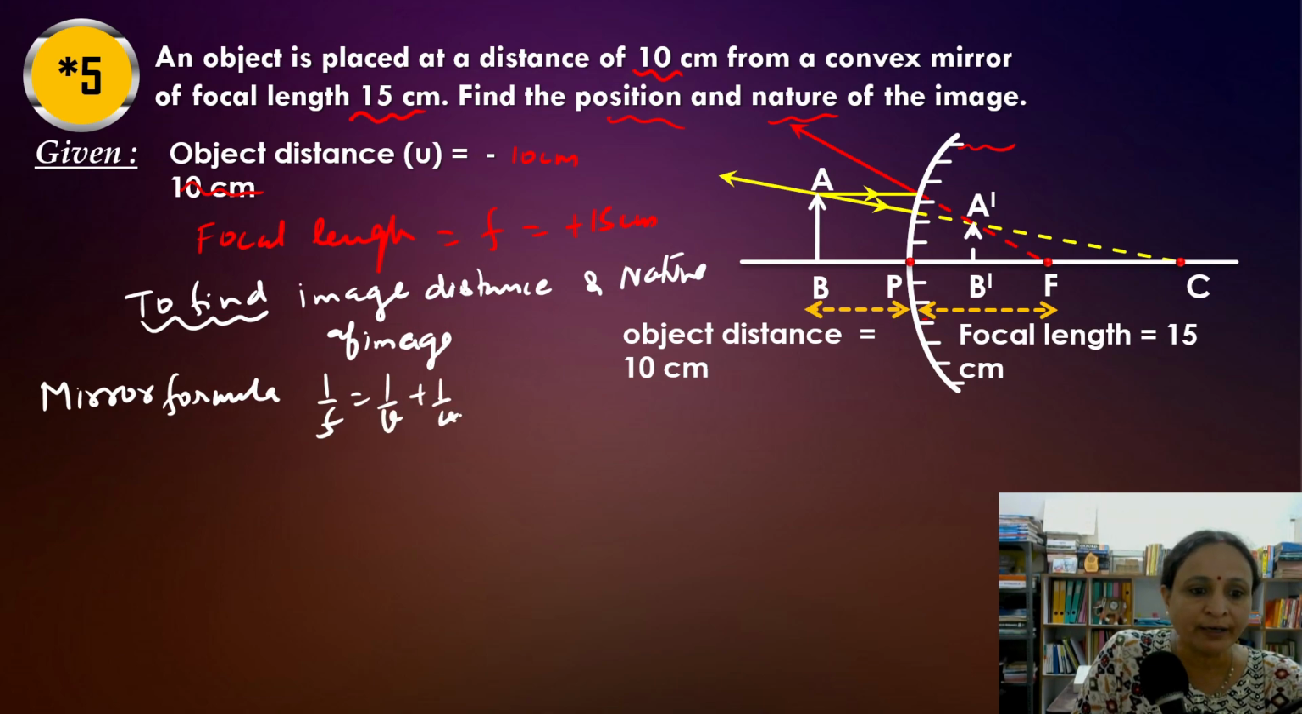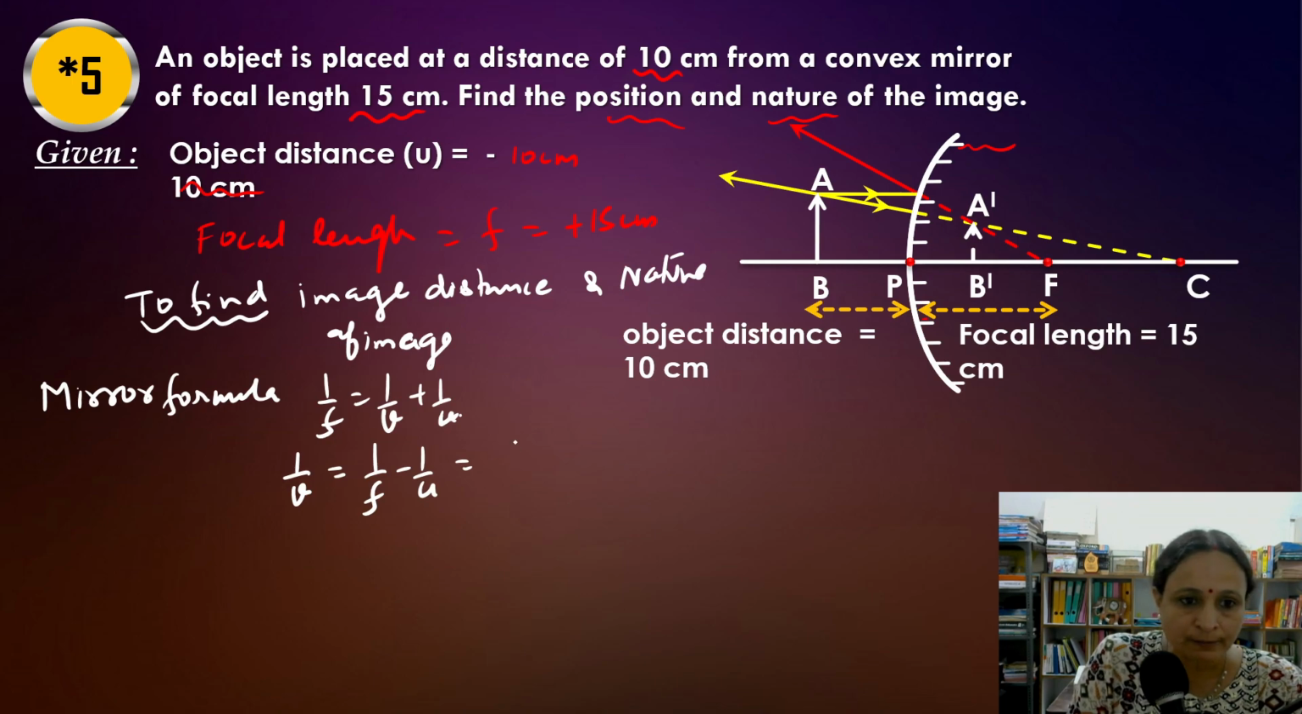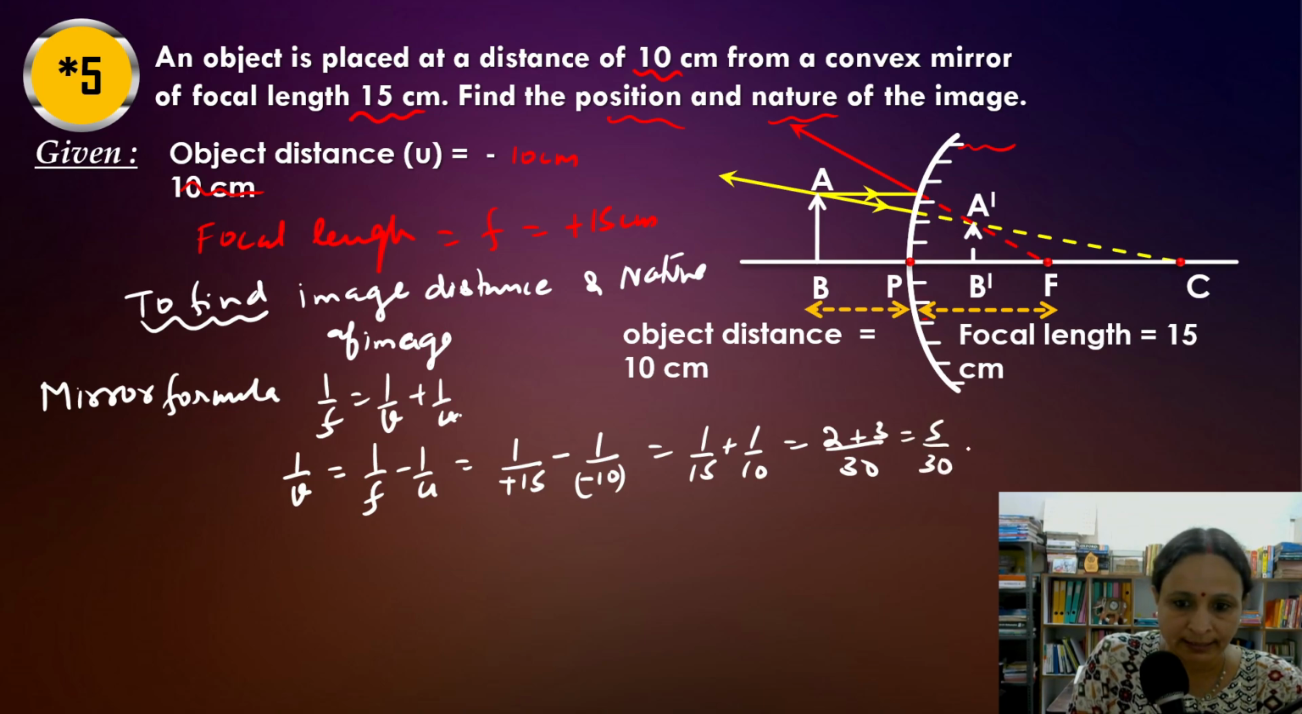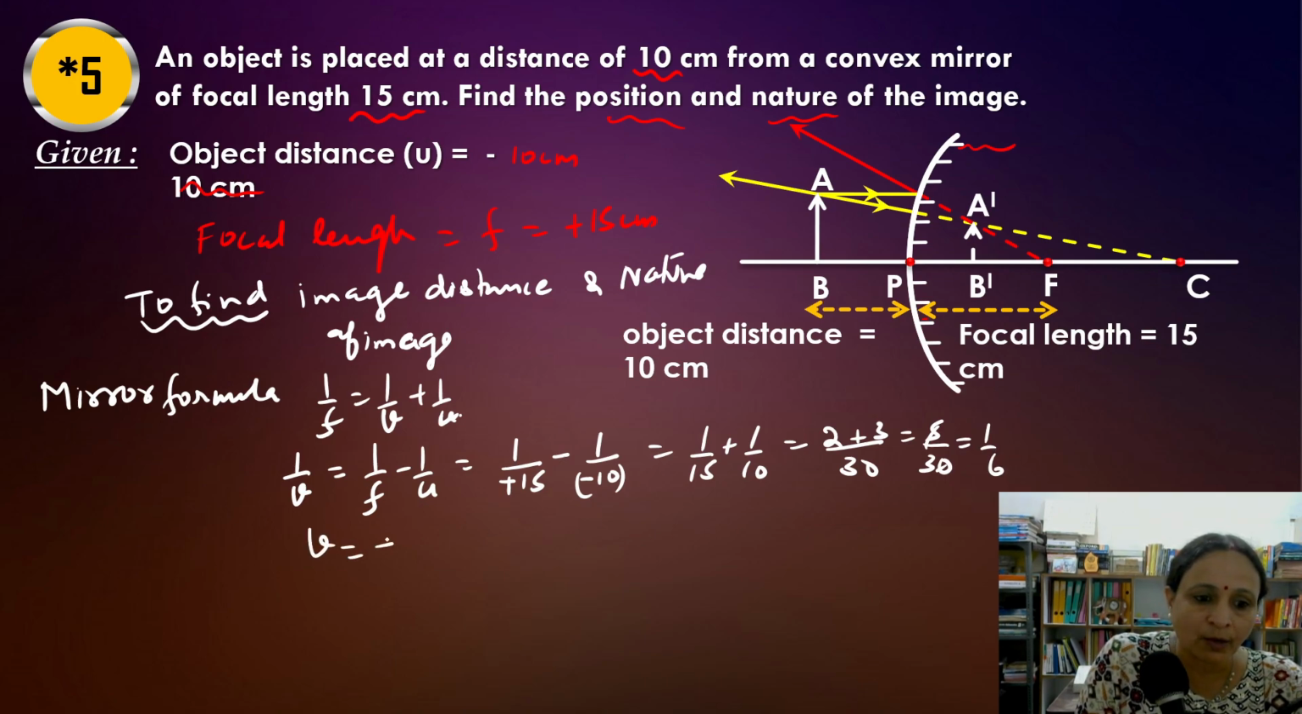You are supposed to find out the image distance. So 1 by v will become 1 by f minus 1 by u. Substitute the values. You'll get 1 upon plus 15 minus of 1 upon minus 10. So this becomes 1 upon 15 plus 1 upon 10. The LCM, I know, is 30. So it is 2 plus 3. So it is 5 upon 30. So it becomes 1 by 6. So v is equal to plus 6 centimeters.